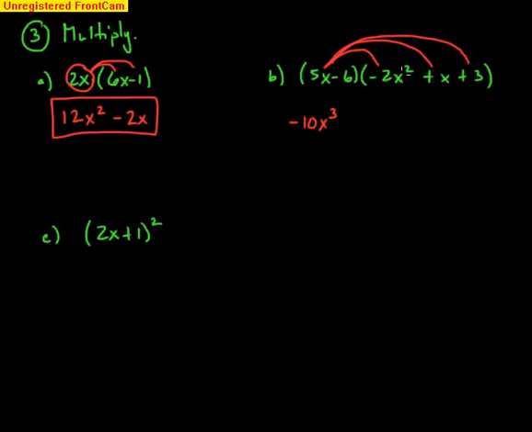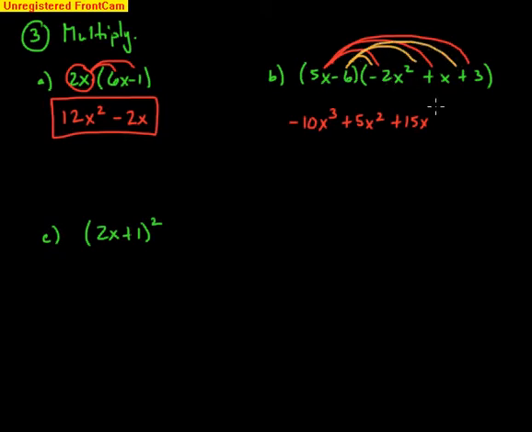5x times positive x. That's positive 5, and x and x make x squared. And then 5x times positive 3. 5 times 3 is 15, and the x just comes down. Now we take the negative 6. Notice I said negative 6. And we go once, twice, 3 times.